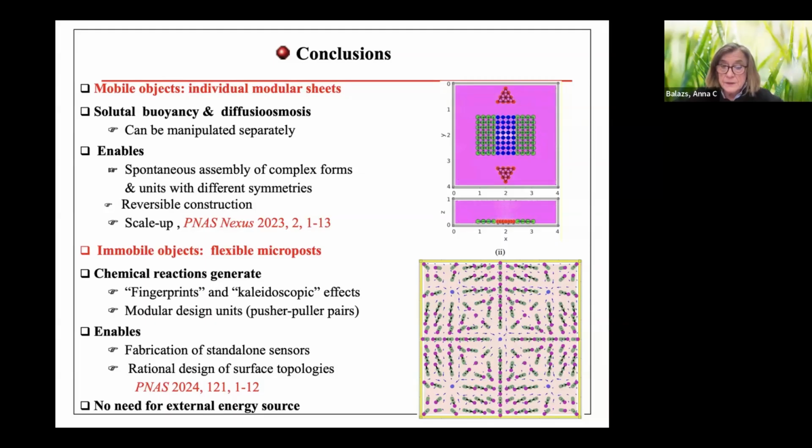And for immobile objects, I showed you that the addition of reactants leaves these fingerprints. And the fingerprints are unique because they depend on so many parameters, but mostly because of that pseudo-buoyancy coefficient, which is unique for each chemistry. And I also showed you about the kaleidoscopic effect. And so this allows for standalone sensors. The idea is that because of the pattern it forms, it can tell you what chemistry is going on. And it allows for rational design of surface topologies.